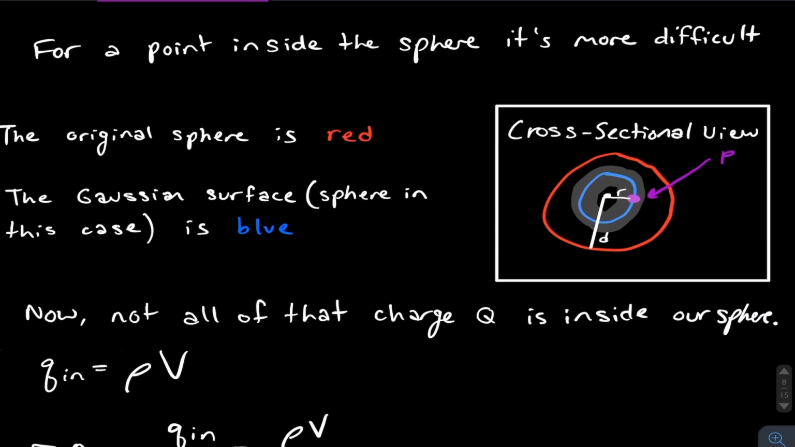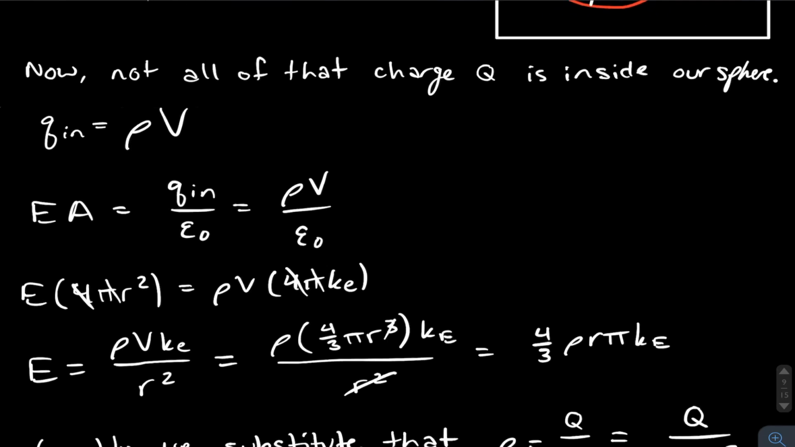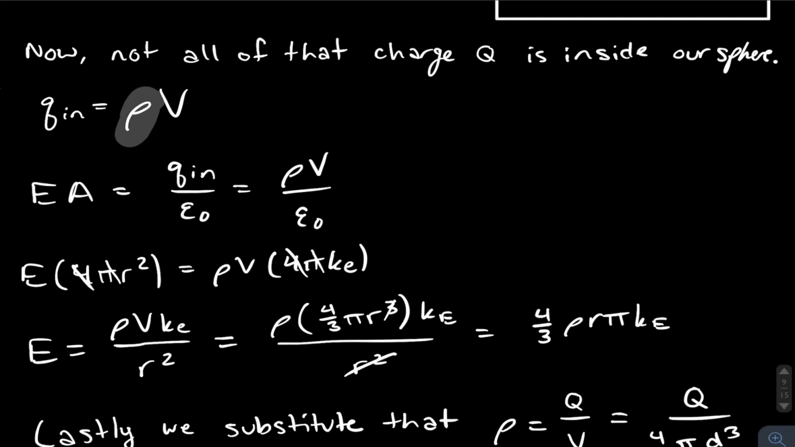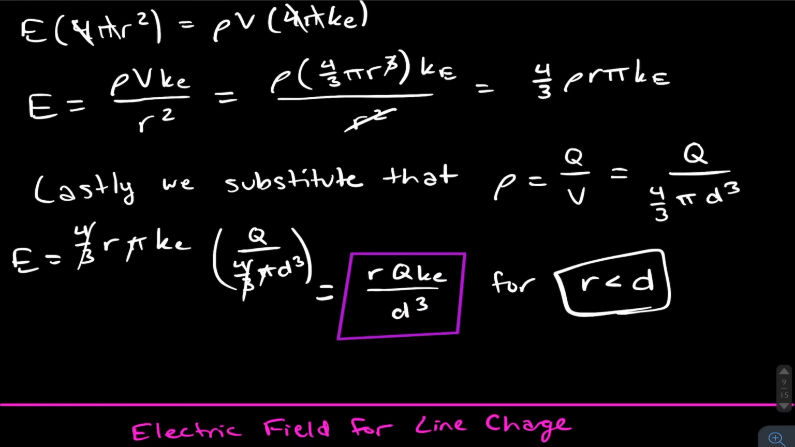And we talked about a point inside the sphere where we're not dealing with all the charge. How we find that charge is by multiplying the volume charge density times the volume. Okay, and we kind of kept going here, and after a bunch of work, mainly just algebra, just plugging in different things, we got that the electric field for any point inside of the sphere is going to be r cubed times the Coulomb constant over d cubed.